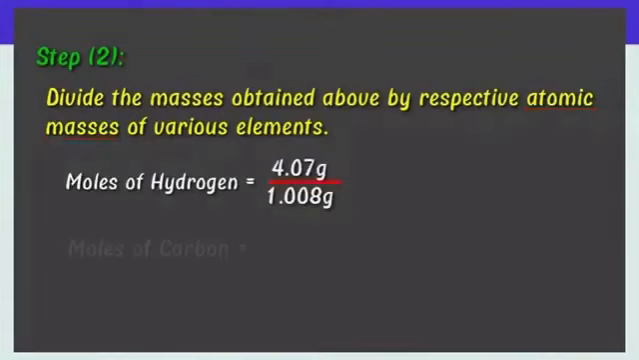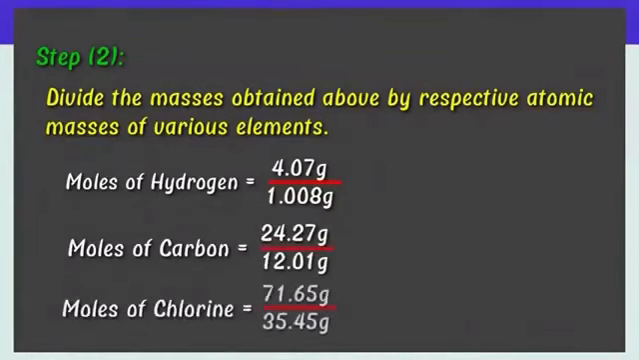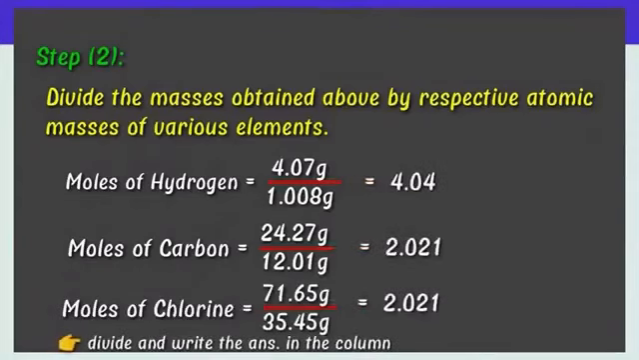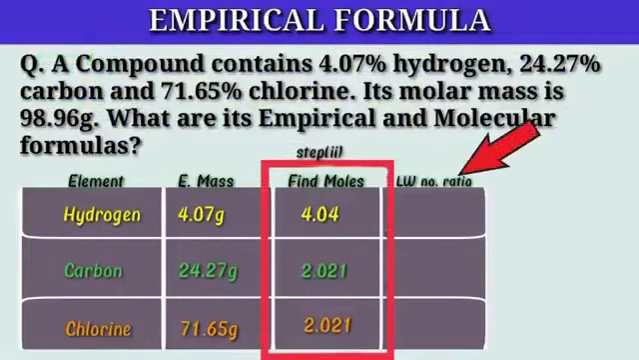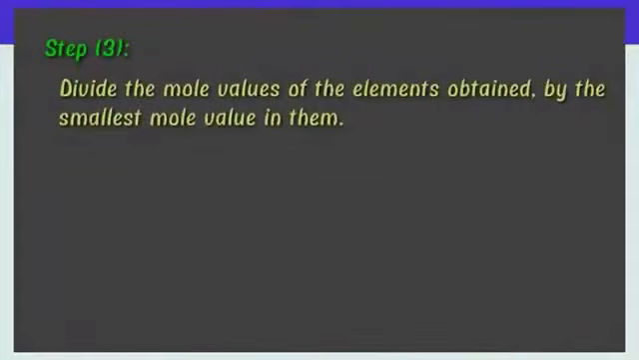We shall get the moles of hydrogen as 4.07 divided by 1.008, that's the atomic mass of hydrogen. And then moles of carbon, 24.27 divided by 12.01. Those are the moles of carbon. And then chlorine, do the same thing, 71.65 divided by 35.45. And now we are getting the moles as 4.04, 2.021, and 2.021. And then in step 3, we shall divide by the smallest mole to get the mole ratio.